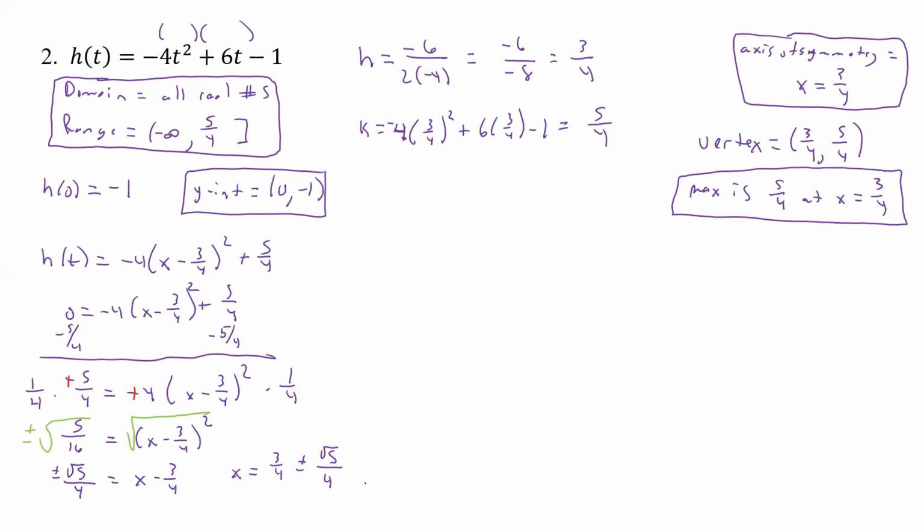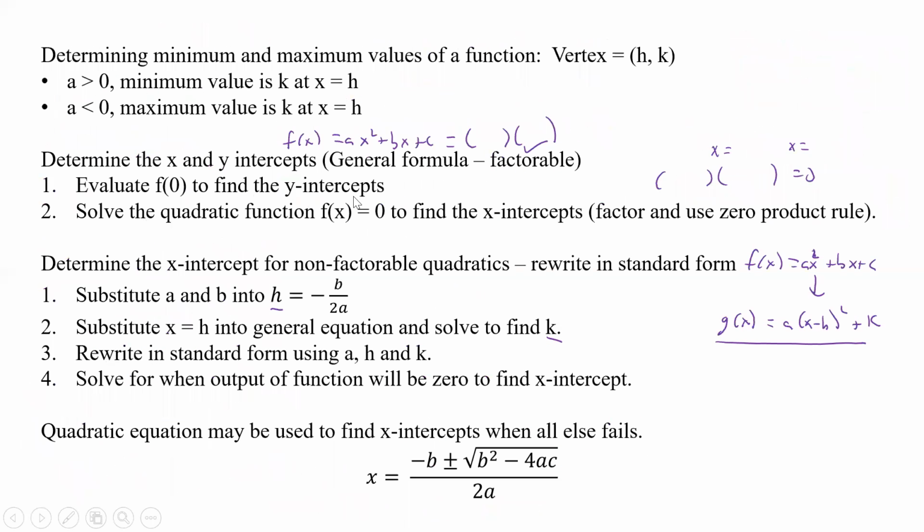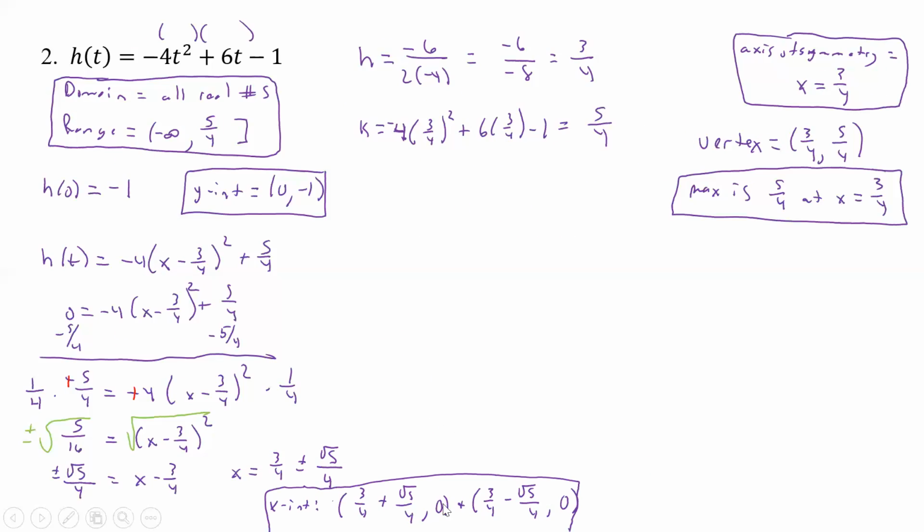And so my x-intercepts are going to be 3/4 plus the square root of 5/4, comma 0, and 3/4 minus the square root of 5/4, comma 0. Okay, so those are my x-intercepts working it the second way, using the non-factorable approach: convert it to standard form, and then set it equal to 0 and see if you can make it work. So it did work. We got answers.